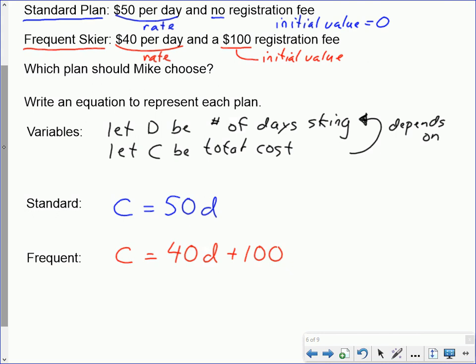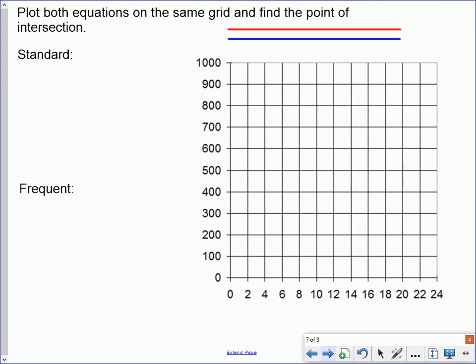Okay. Now let's go ahead and graph this. You should still have the equations right in front of you. So how are we going to graph this? Well, if we're going to graph the standard plan here, we know right away that the initial value is 0. So it's going to go through this point, 0, 0. Another good thing to do is just find the coordinates for another point that is towards the end of your graph here.